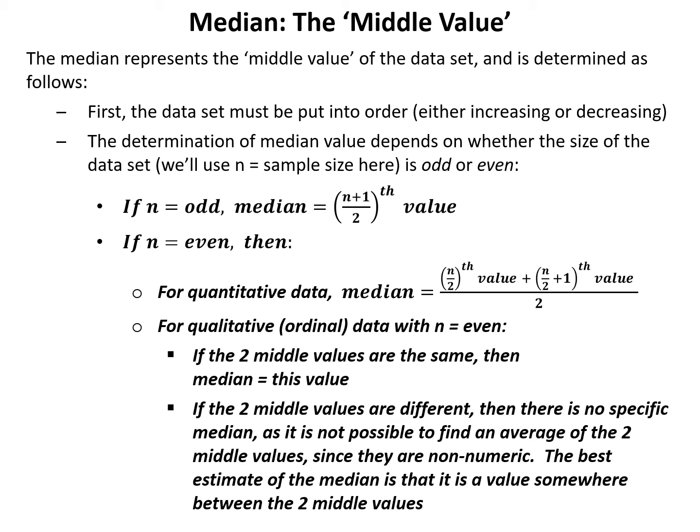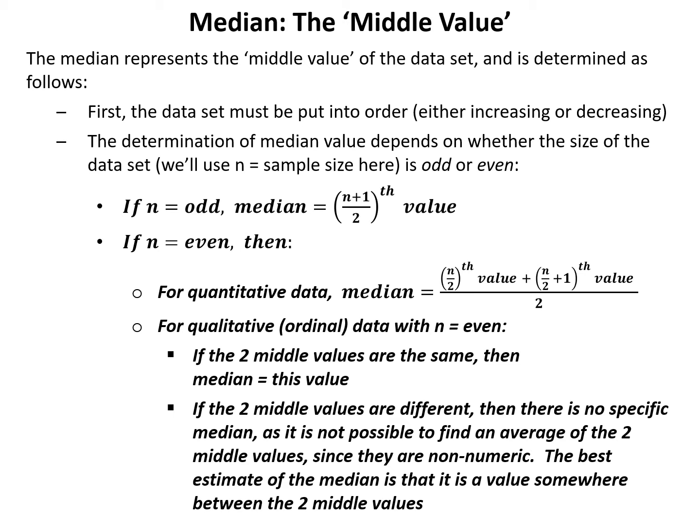If we have qualitative data, it must be ordinal data to be able to have a median, and n equals an even number, then what we do is as follows. If the two middle values happen to be the same value, then clearly the average of two values that are the same must be that value. So the median will equal this value.